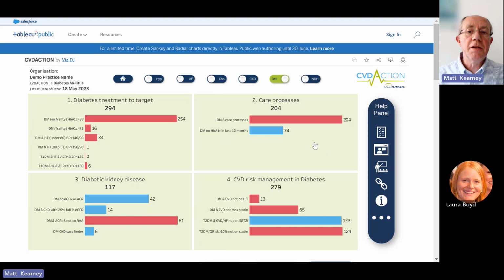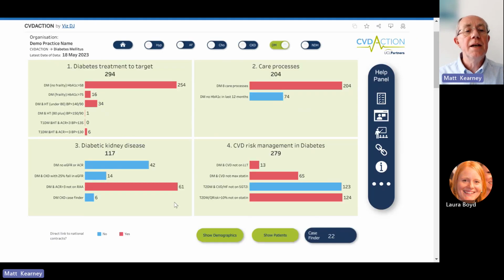The second domain is identifying patients who've not had all their 8 care processes, but specifically those patients who've not had an HbA1c done in the last 12 months, because clearly that's a priority. Diabetic kidney disease will identify patients who've just not had the testing in the last 12 months. Patients, again, with a potential accelerated progression of their EGFR, and patients with diabetes with proteinuria who are not on appropriate renal angiotensin antagonists. And there's a case finder for people with CKD in diabetes also.